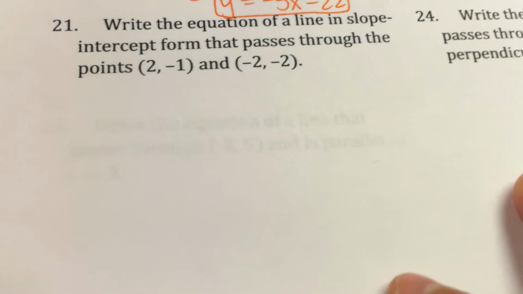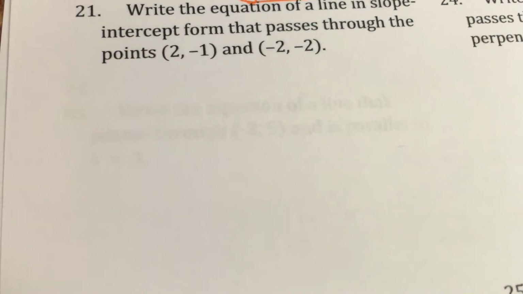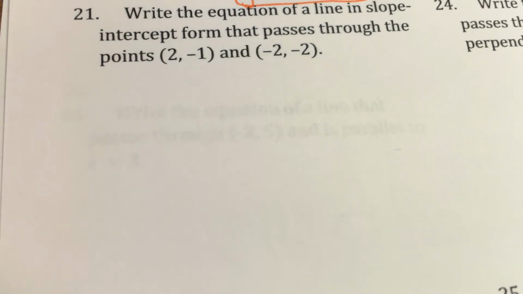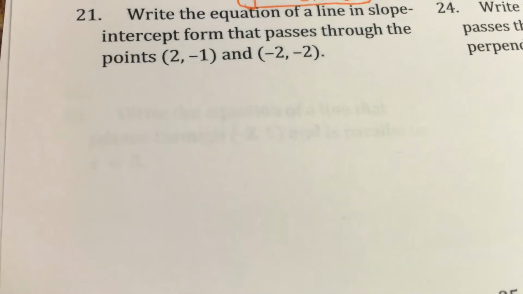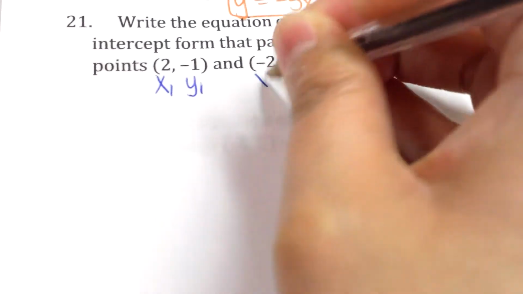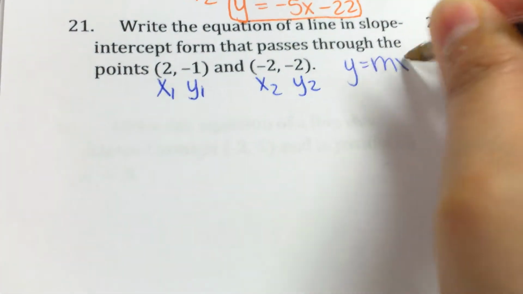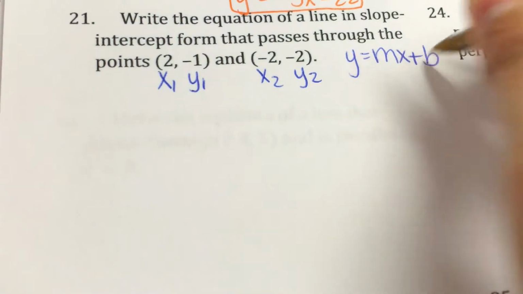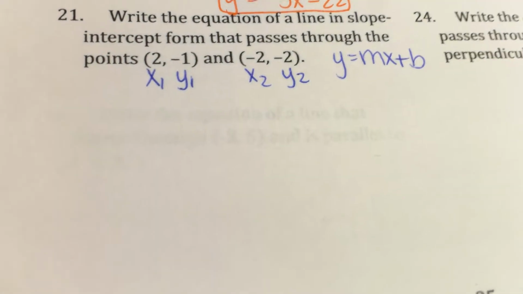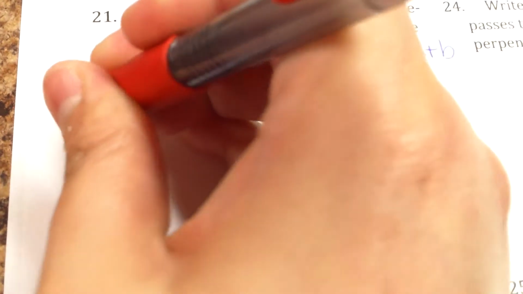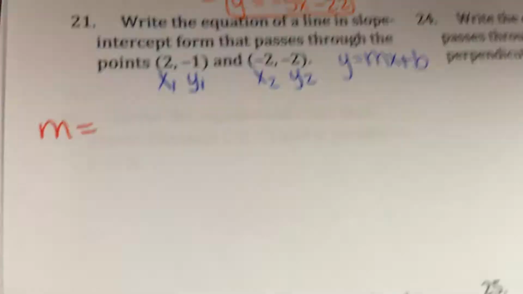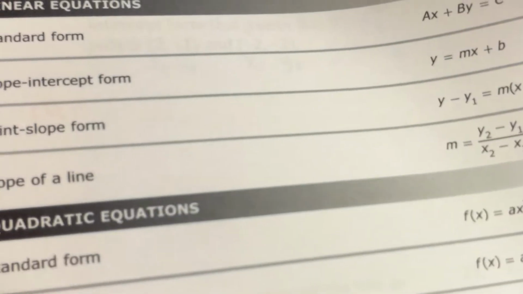Okay, 21. Write the equation of a line in slope-intercept form. Once again, y equals mx plus b, that passes through those 2 points. So let's go ahead and label x1, y1, x2, y2. In order to do y equals mx plus b, we must first find the slope, the m. So the equation for slope is m equals, you forgot, let's go to the formula chart.